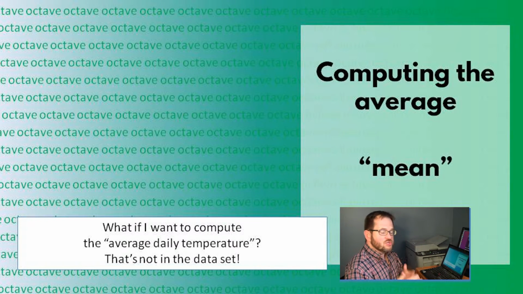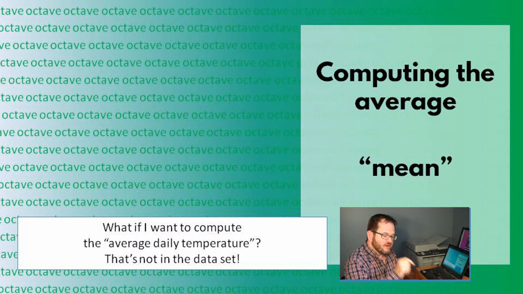Okay, so we can compute the average high temperature, or we can compute the average low temperature, but what about the average daily temperature? Like, what is the average temperature on a particular day, or the average temperature in July, or the average temperature in 2012, or something like that? That's actually not a variable that's in our data set.